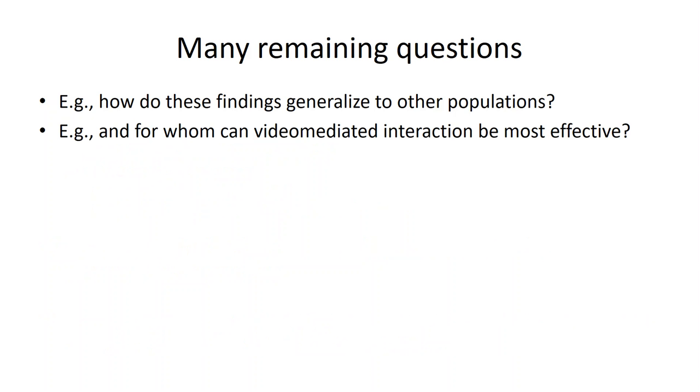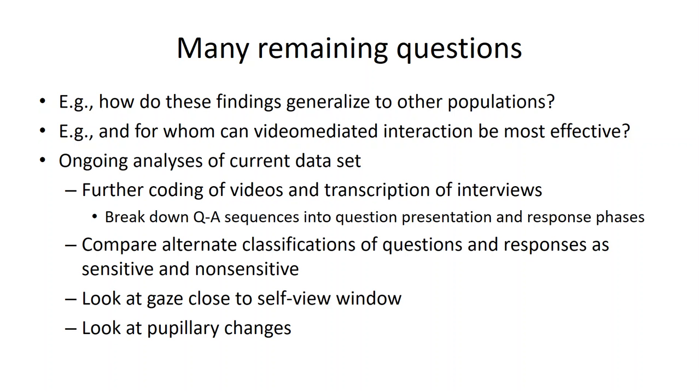And there are many remaining questions. We don't know how these findings generalize to other populations or beyond the lab to video chat at home or on a mobile device. But there are ongoing analyses of the current data set that include further coding of the videos and transcription of interviews, comparing alternate classifications of questions and responses as sensitive and non-sensitive, and looking at gaze close to the self-view window, that is expanding the range of those self-view coordinates. We're also going to look at pupillary changes, changes in pupil size, which often correlate with anxiety and arousal.